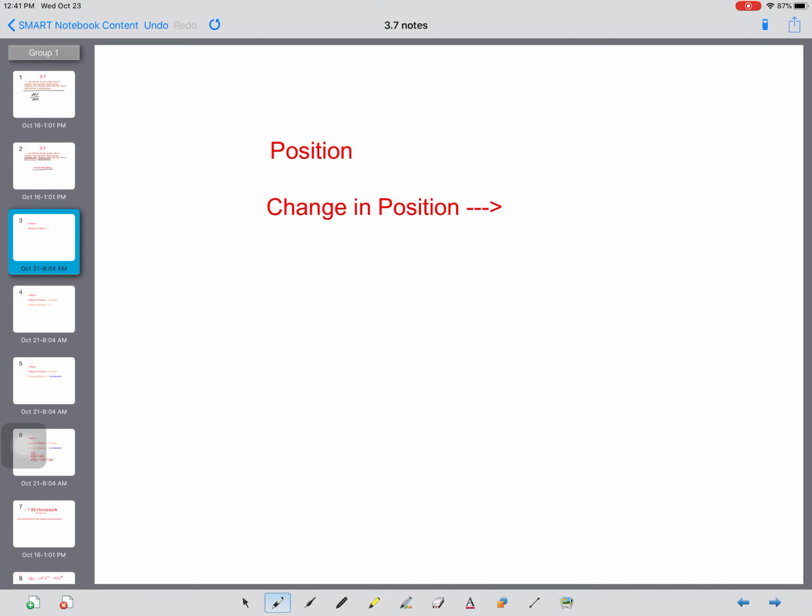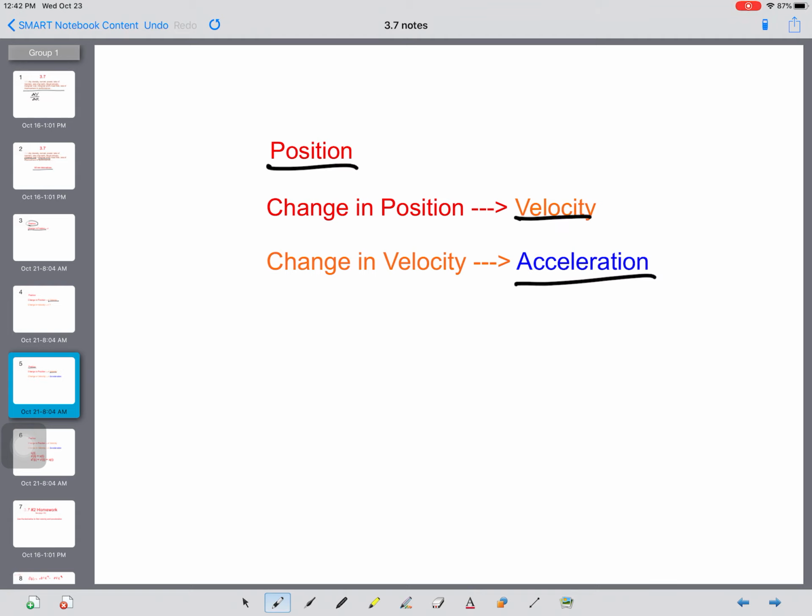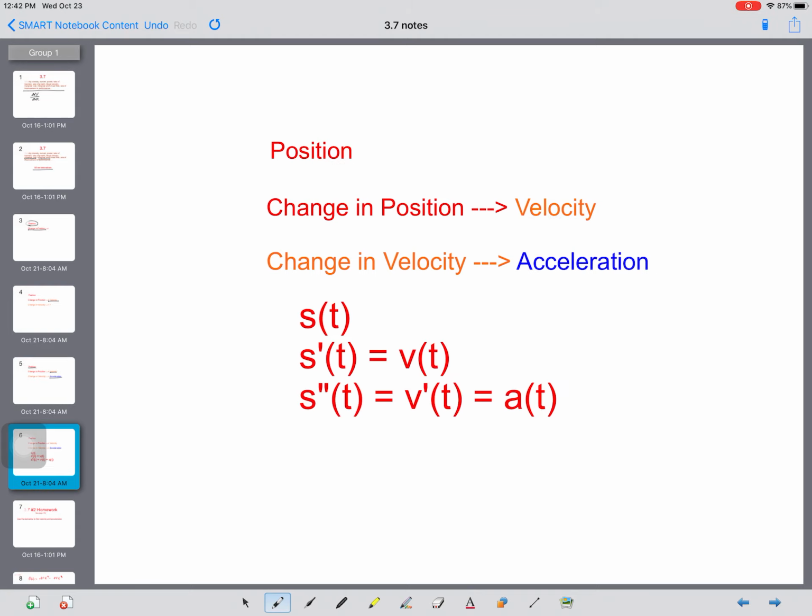One of the main things that we're going to deal with in here is the derivative of, and thus the rate of change of, the position function. So if you have some equation that defines what your position is, then a change in your position is the velocity. And after that, the change in velocity is acceleration. So there's a relationship between these three things.